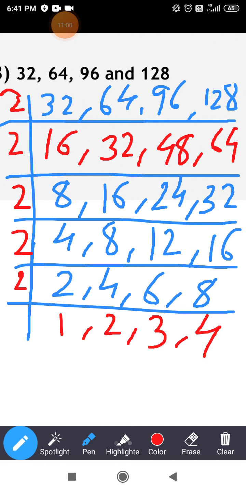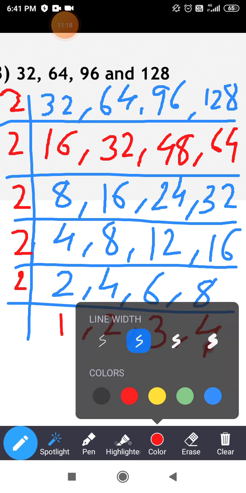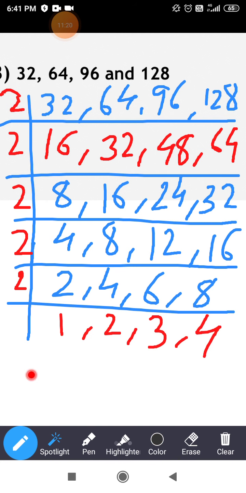Now I will stop the division. Why will I stop the division? Because I'm getting the numbers 1, 2, 3 and 4. Okay, so 1, 2, 3 and 4, all the 4 numbers are not divisible by any common number except 1. So I will stop my division. For finding the HCF, which numbers am I going to multiply?